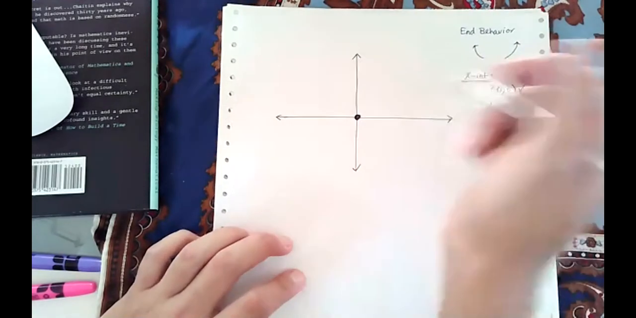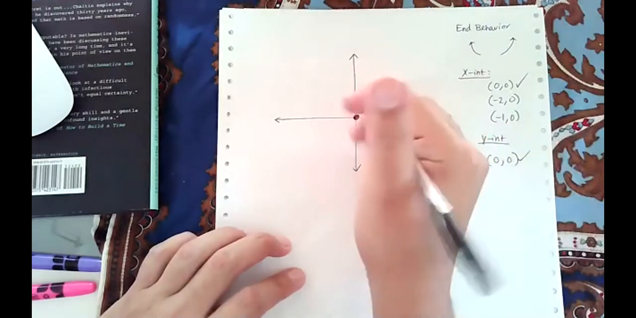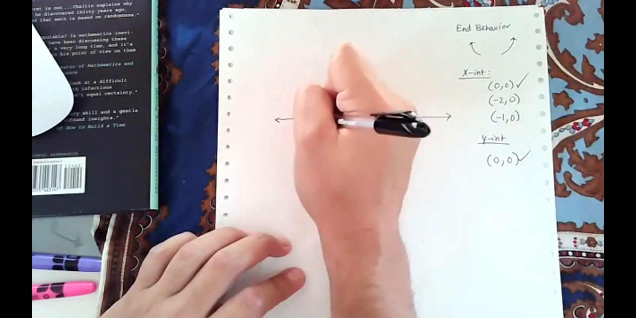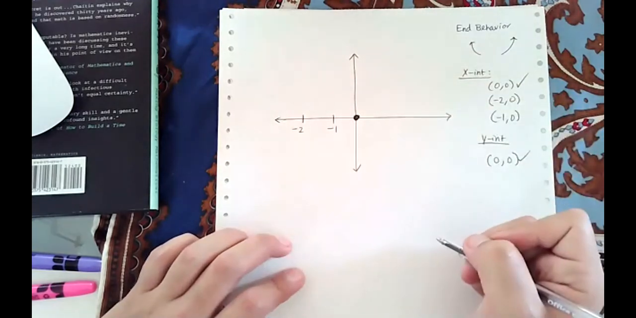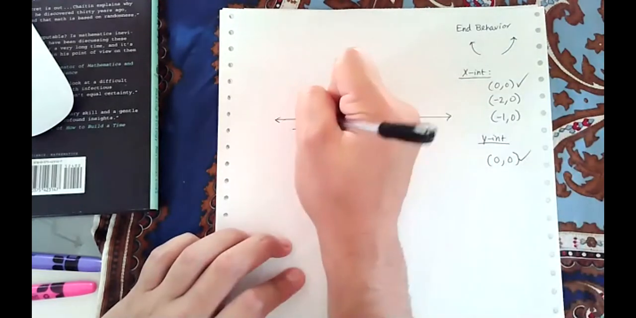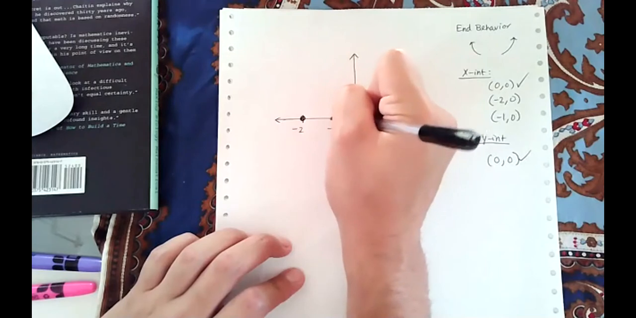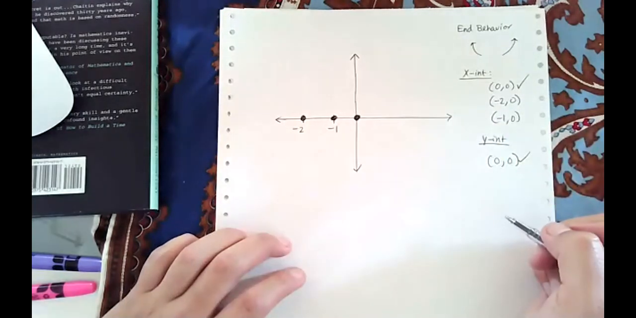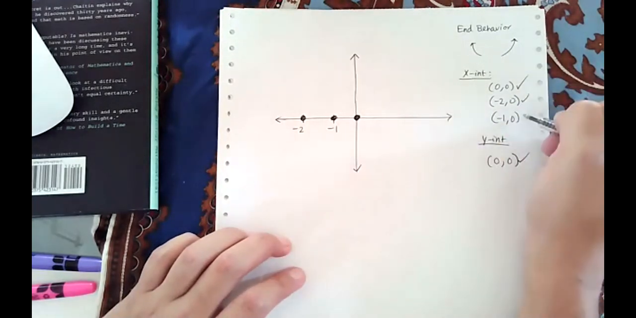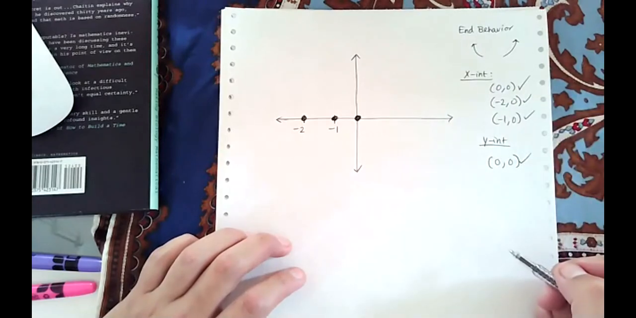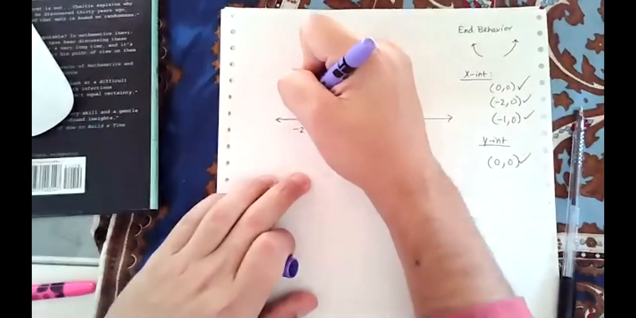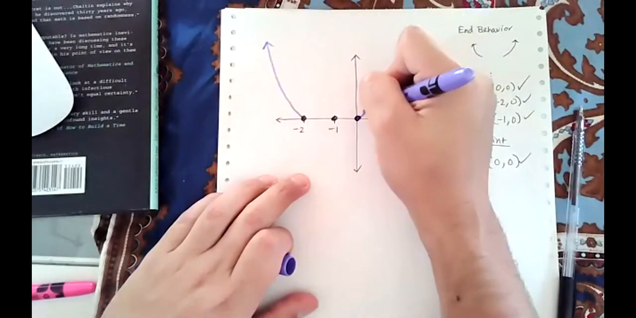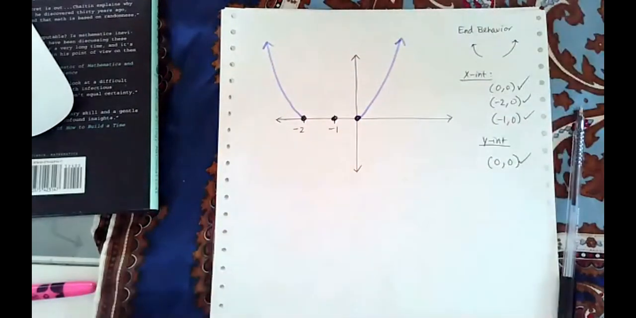And I'm going to space this out a bit. So we have negative 2 and negative 1. So I'm going to put negative 2 over here and negative 1 right there. And those are our x-intercepts. Boom, boom. And the end behavior says that we're coming out of this end and this end like so.